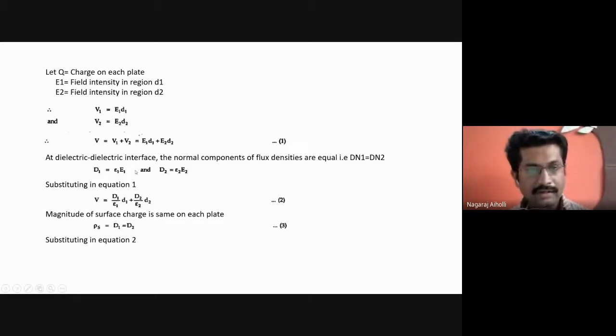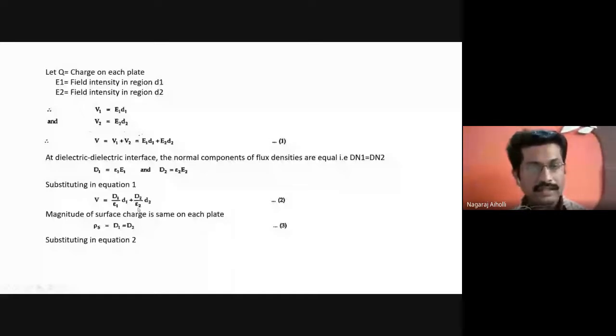E1, what is E1, students? It is D1 by epsilon 1. I am rearranging the equation D1 is equal to epsilon 1 E1 for E1 as D1 by epsilon 1. Substitute here. E1 is D1 by epsilon 1 into D1 plus E2 is D2 by epsilon 2 into D2.